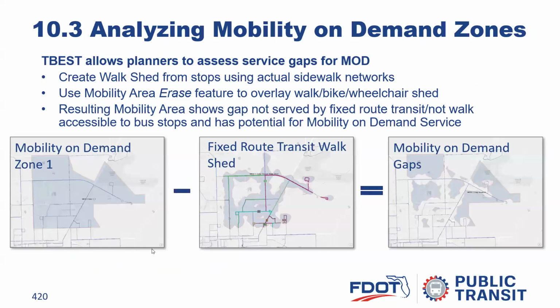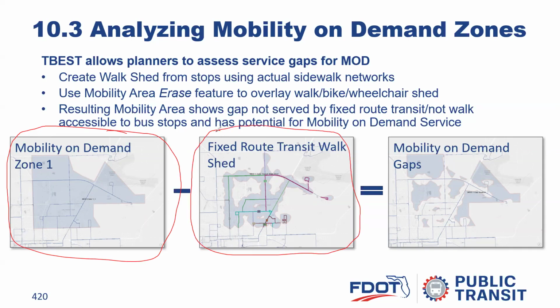All right, so here's just an example of a mobility on demand type of analysis in T-Best where you're looking for service gaps for MOD. So you would create a walk shed from stops using the actual sidewalk network. Use the mobility area erase feature to overlay walk, bike, and wheelchair sheds. So essentially you're taking this MOD zone, so zone 1, and you're subtracting the fixed route walk shed from it to come up with the gaps in it.